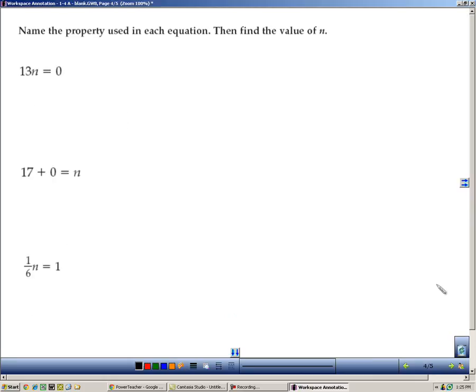Here's some more. 13 times what is 0? The answer is 0. And when you multiply anything by 0, you get a 0. That's the multiplicative property of 0. Says you can do that.